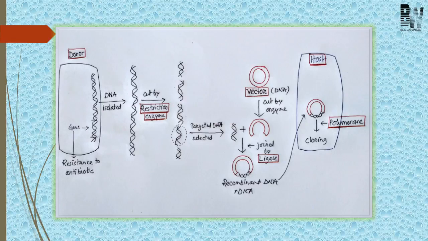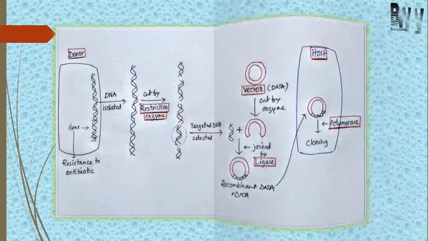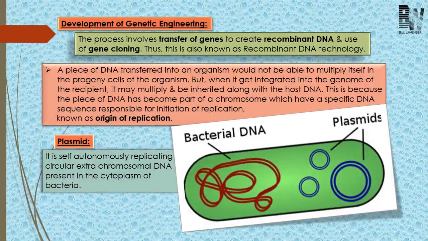So this is how recombinant DNA technology takes place. During genetic engineering, there should be transfer of gene to create recombinant DNA, and there should be gene cloning also. This genetic engineering is also known as recombinant DNA technology because in this process there is formation of recombinant DNA. So these are the important events.